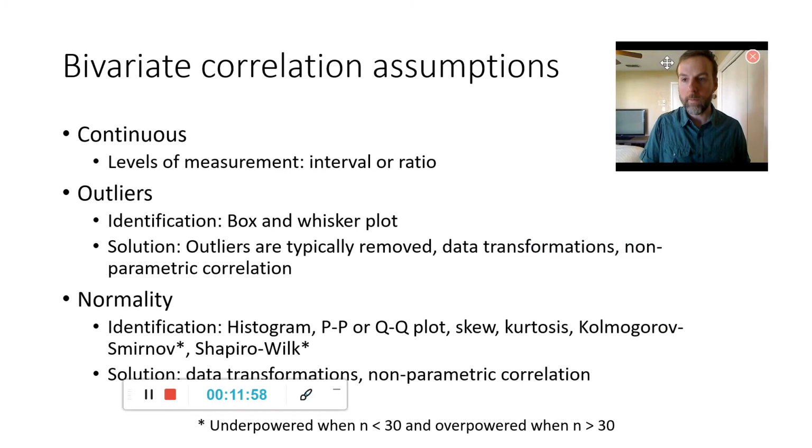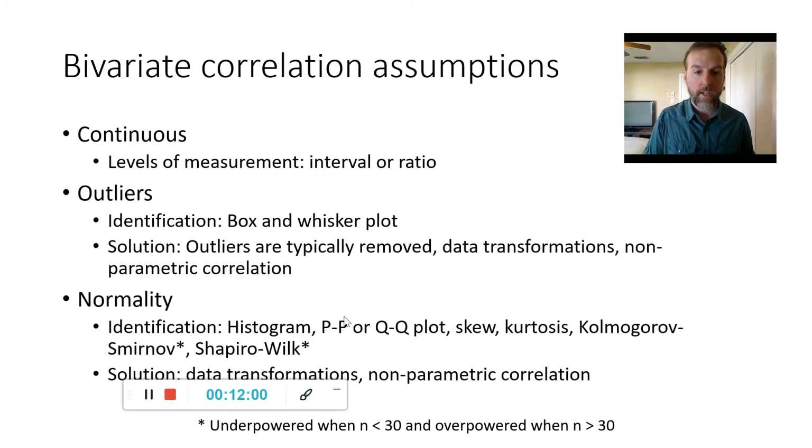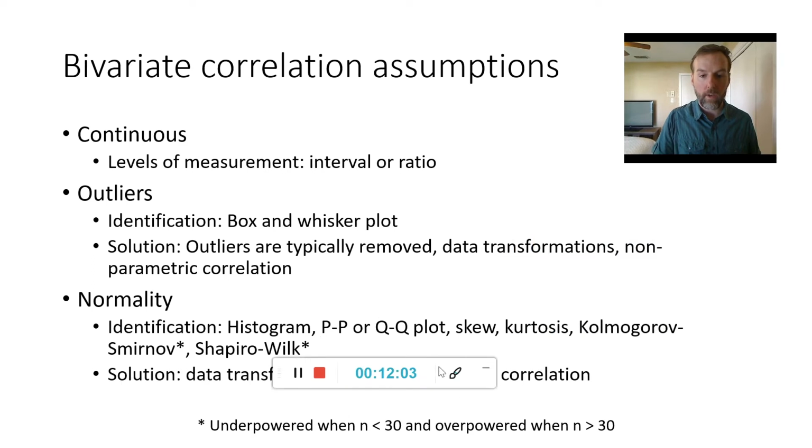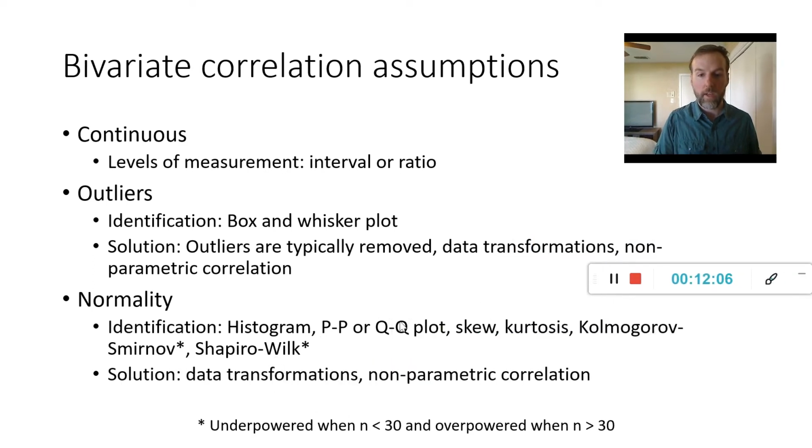So only one more assumption, thankfully, and that's that our data are normally distributed. And we've seen this several times before as well. So you can look for this in several ways: with a histogram, those PP or QQ plots. You can measure the skew and kurtosis, and then finally the two statistical tests, the KS test, for making that easier to pronounce, and the Shapiro-Wilk test. Now, those tests are typically not needed when your sample size is larger than 30, because the central limit theorem suggests that they will be normally distributed.